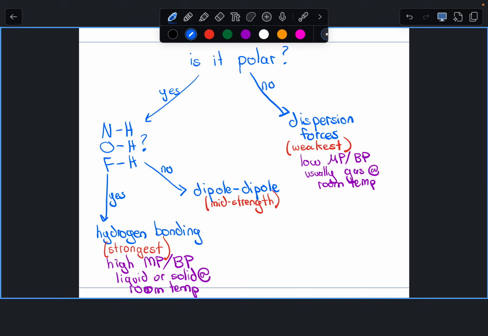So today we're going to kind of wrap up talking about between groups, like comparing something that has dispersion forces with something that has dipole-dipole. But then we're also going to talk about, what if they both have dispersion forces? How can we differentiate the strength of their intermolecular forces then?